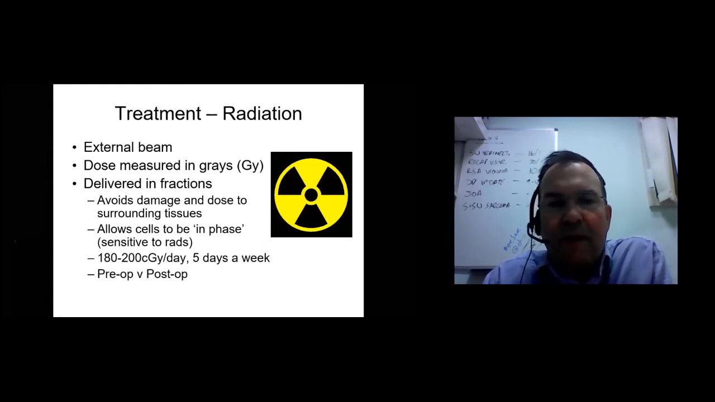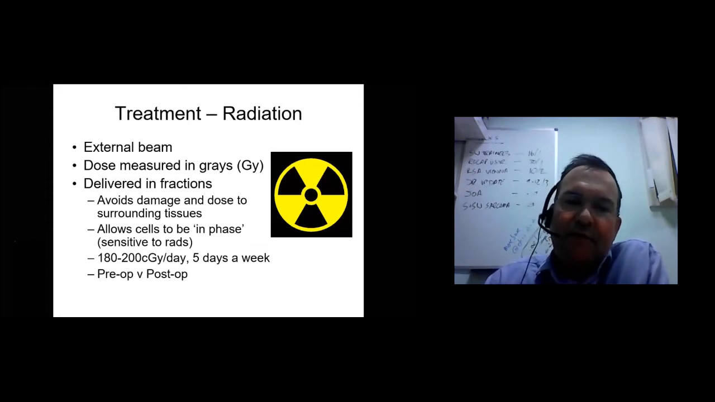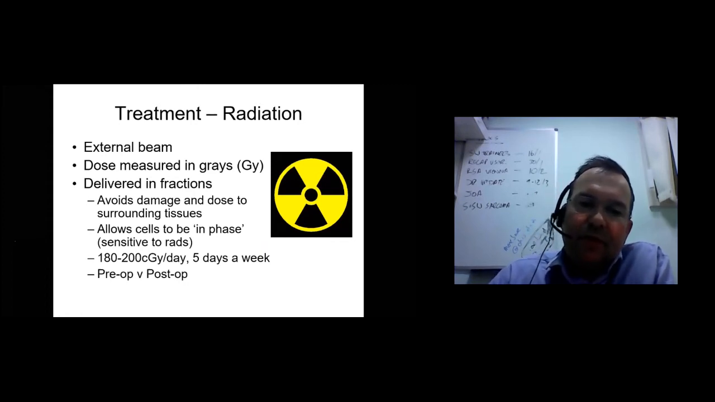Just be able to talk about radiation, so remember the dose is measured in grays, it will be delivered in fractions and avoids damage and dose to surrounding tissues. Typical doses for soft tissue sarcomas are about 180 to 200 grays a day for 5 days a week over 6 weeks.